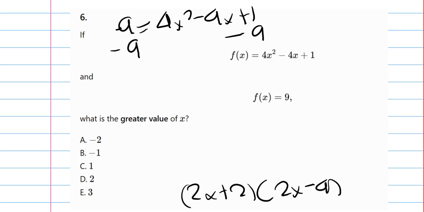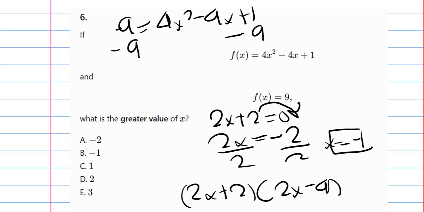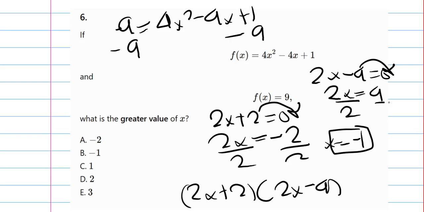We can just, let me expand this. So put it on the other side, 2x is equal to negative 2, divide both sides by 2, and you get negative 1. And the other binomial, that would be 2x minus 4 is equal to 0. Put it on the other side, so 2x is equal to 4, divide both sides by 2 is equal to 2. So what is the greater value of 2? That would be the 2.